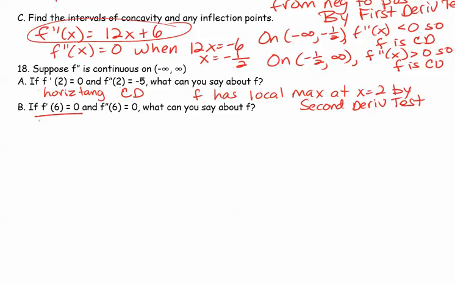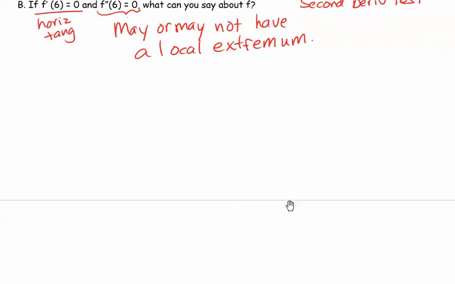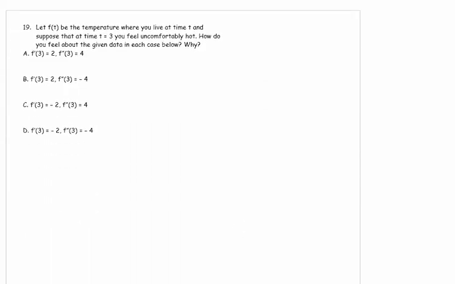So likewise here we've got a horizontal tangent when the first derivative is equal to 0 and the second derivative is equal to 0. So what can we say about f? It may or may not have a local extremum. I guess we want singular. Remember, it could have a saddle point, just an inflection point, but it might not have a max or min. All right, and we got one more here, which I'm going to pause and enlarge a bit.